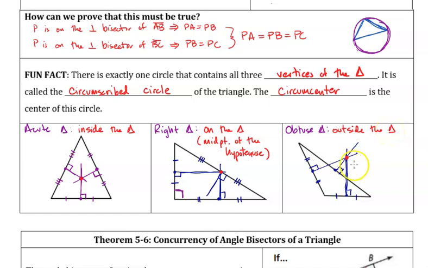Just an interesting little characteristic of the location of the circumcenter. Acute triangles always have the circumcenter inside the triangle. Right triangles always have it at the midpoint of the hypotenuse. Obtuse triangles always have the circumcenter someplace outside the triangle.